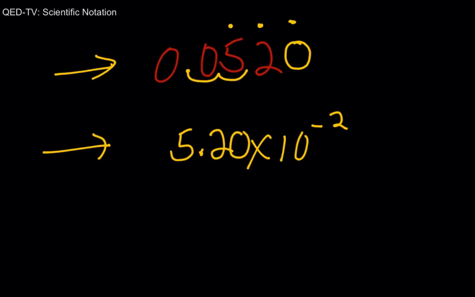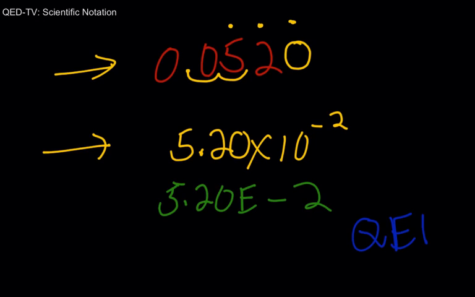So hopefully that'll help you out. By the way, I could also write this in E notation, 5.20e negative 2. I can write an e instead of the times 10. So hopefully that helps you know how to write scientific notation.